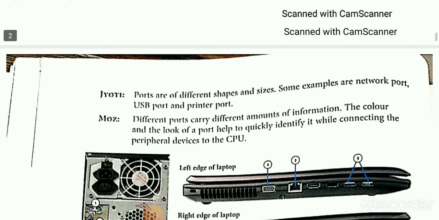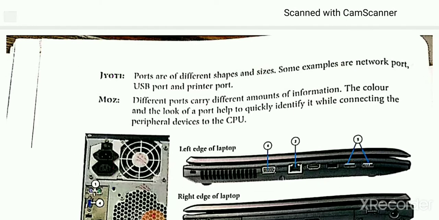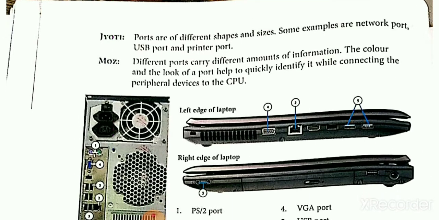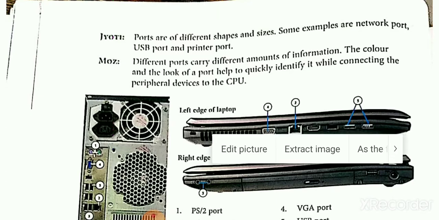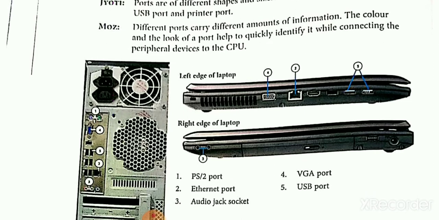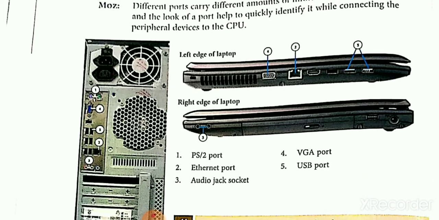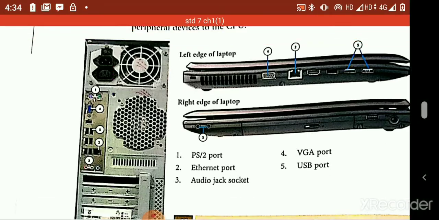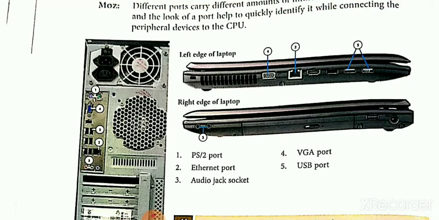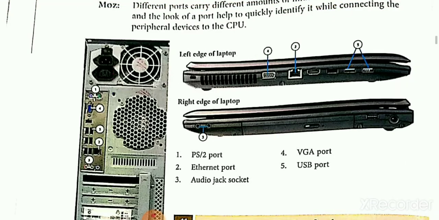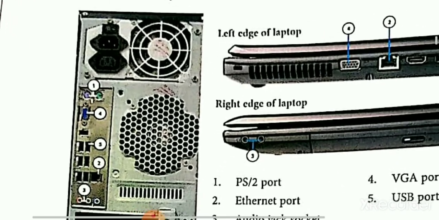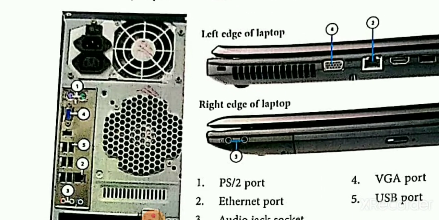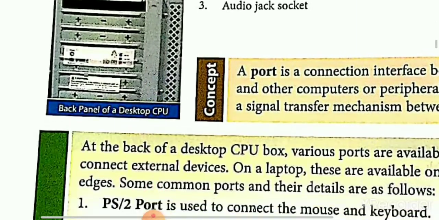Look at these ports. Ports are of different shapes and sizes. Some examples are network port, USB port and print port. Look at this picture. Number one is the PS2 port. Second one is the Ethernet port. Third one is the audio jack socket. Fourth one is the VGA port. Fifth one is the USB port.